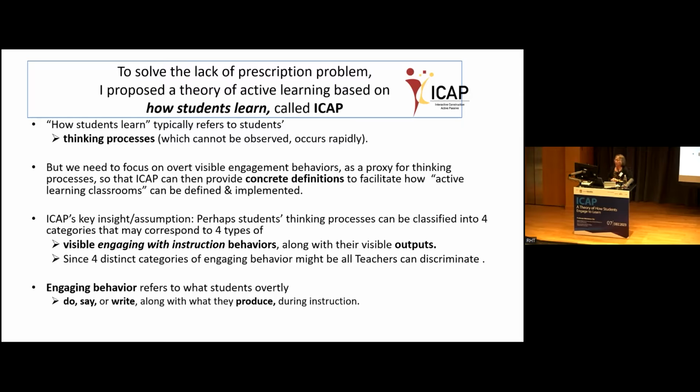So therefore, once you have visible engaging behavior with instructional behavior, along with the visible outputs, then these things become visible and concrete for teachers to use. So engaging behavior in general refers to what students overtly do, say, or write, along with what they produce during instruction. You can use the word engagement behavior with other nouns.